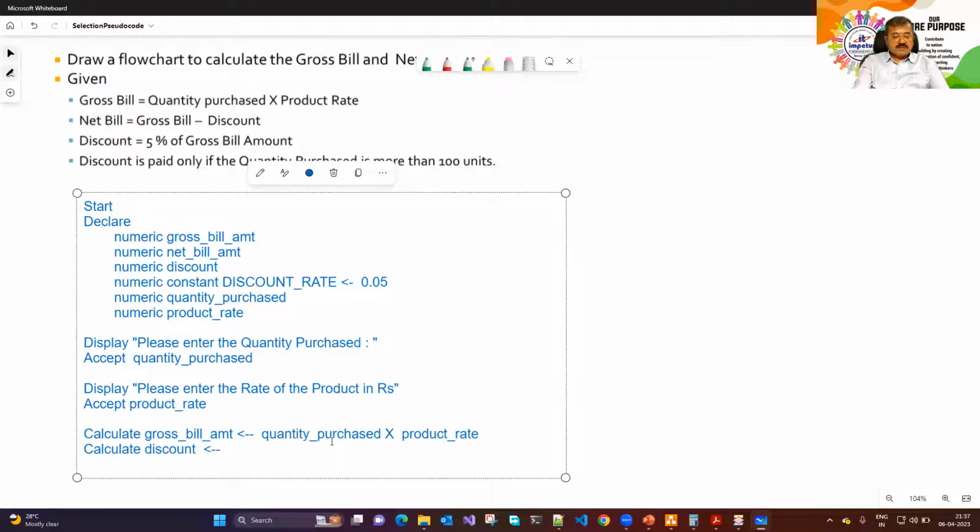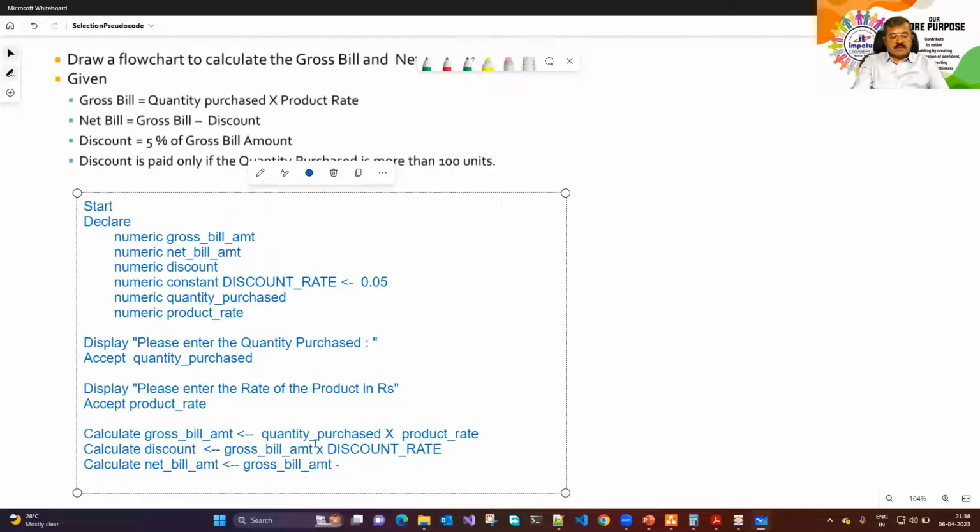I'll say discount is gross bill amount into discount rate, that's discount. Then we have to calculate the net bill amount. Net bill amount is gross bill amount minus discount. And then it's time for us to display the result.